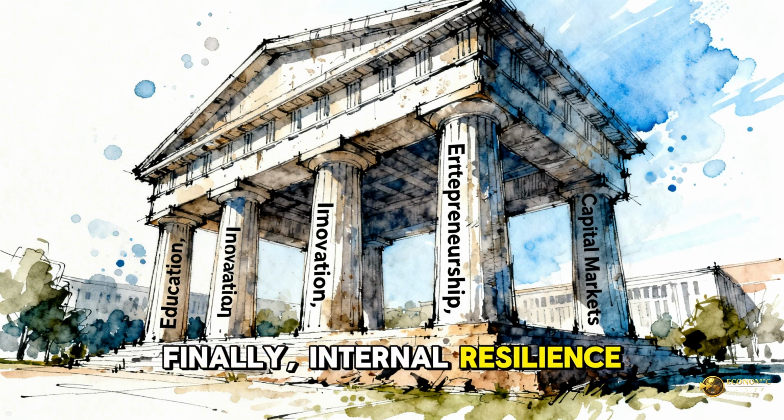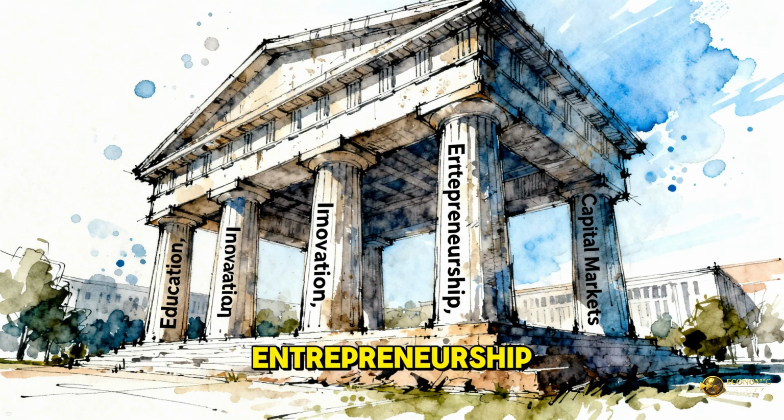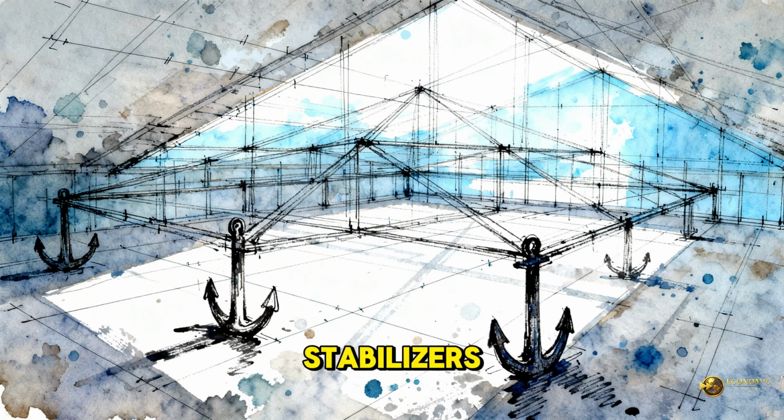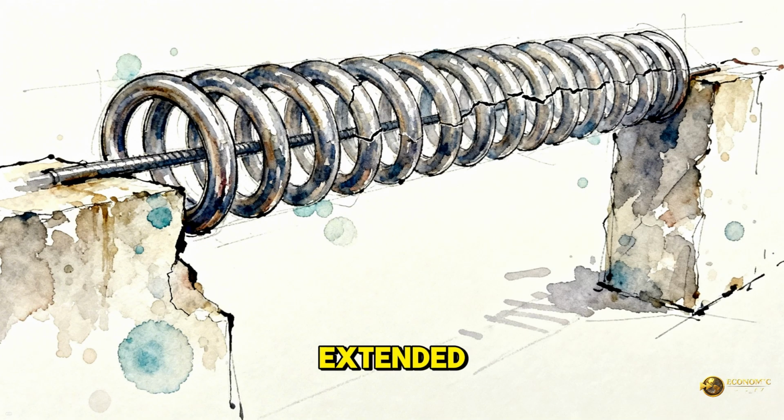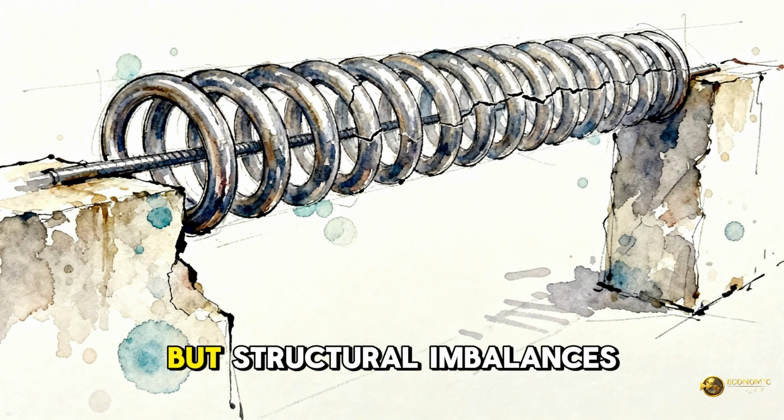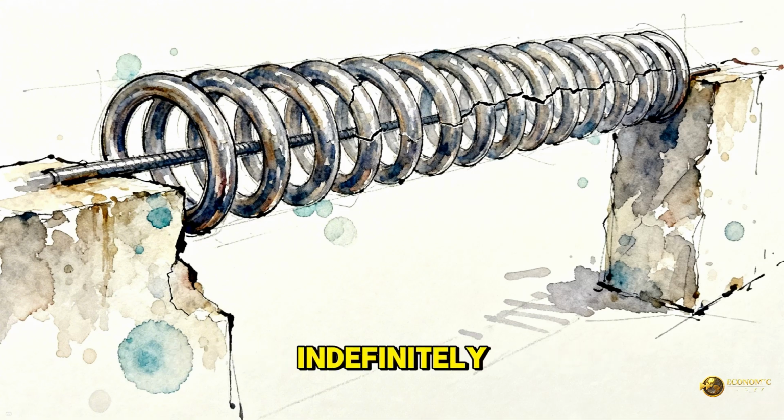Finally, internal resilience, education, innovation, entrepreneurship, and capital markets remain strengths. These are powerful stabilizers. The big cycle is not destiny, it is a framework. Cycles can be extended, declines can be moderated, but structural imbalances cannot be ignored indefinitely.